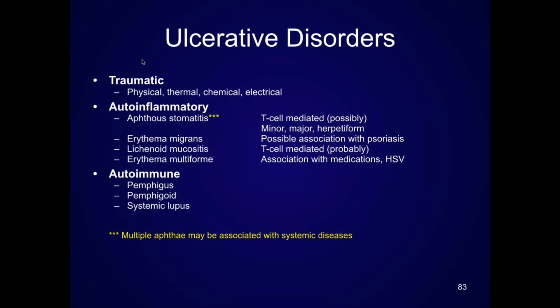And so we treat both of those with topical steroids. Erythema migrans might have an association with psoriasis. When you biopsy them, if you do, and you don't usually have to, they'll look like psoriasis to me under the microscope. And then erythema multiforme has usually got the history to go along with it, right? A medication, and then all of a sudden they got the ulcerations and the target lesions.